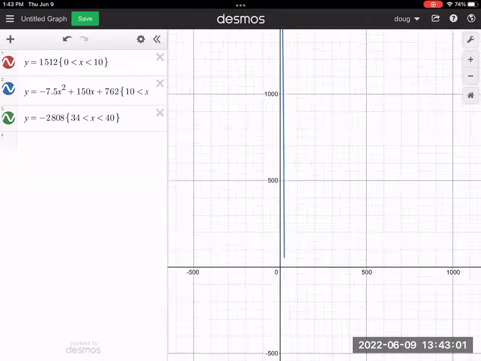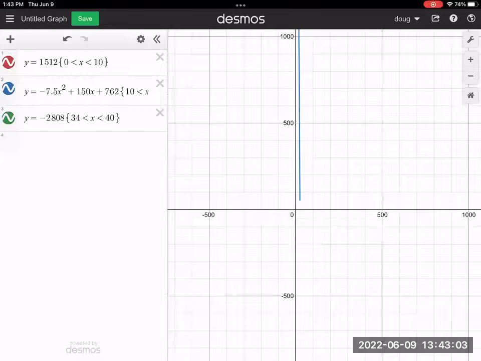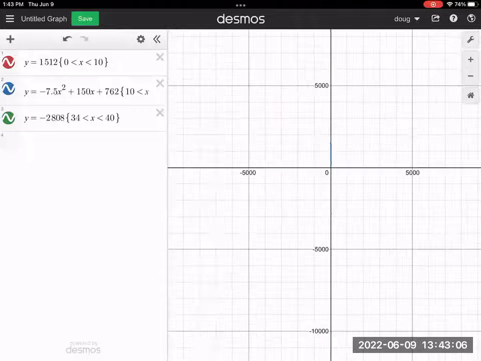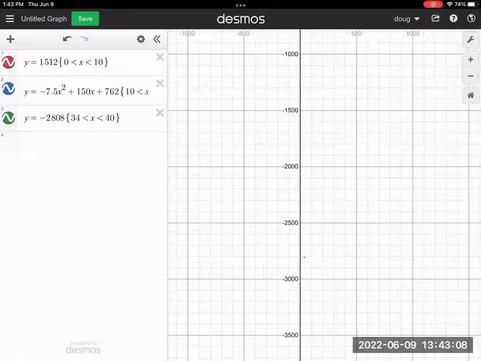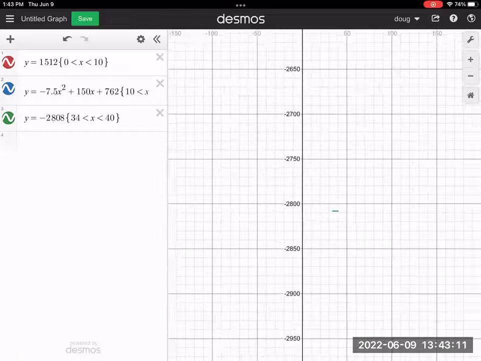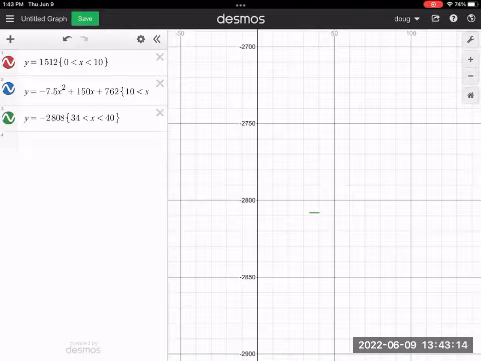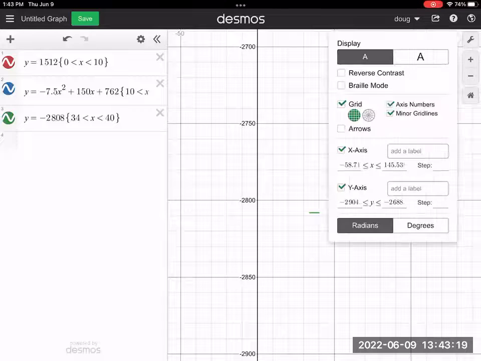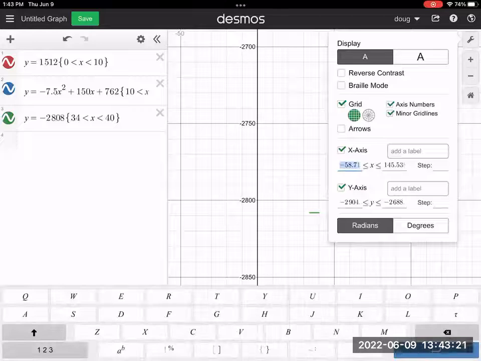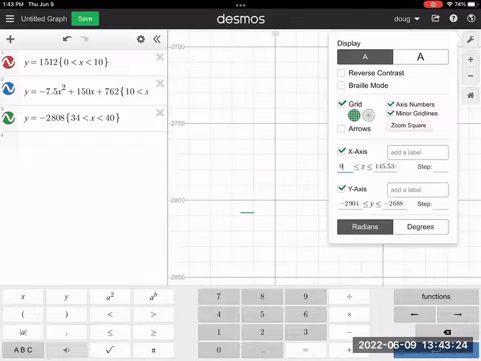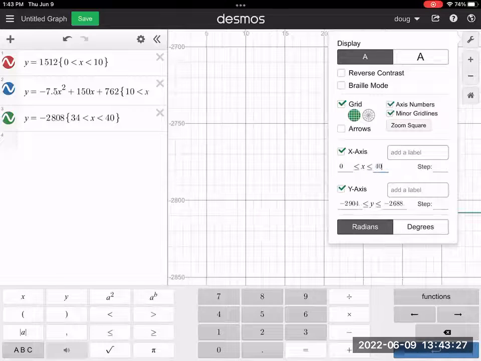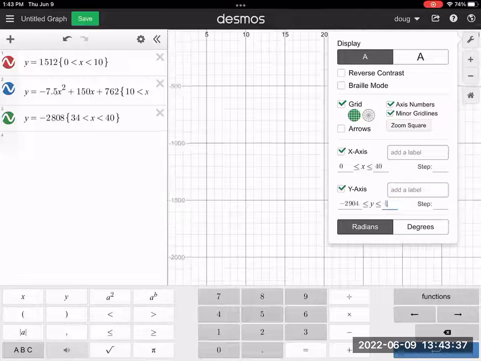And then down here, I don't see anything. Oh, that's because it's way down there. There's 34 to 40 right there. And then like, where's the blue graph? And so forth. But watch this. So I'm going to go to the wrench up there and I'm going to say, now that I see what's going on here, would you agree my x's really should be from 0 to 40? And my y's we just saw went from negative 2808 up to 1512. Notice the bottom's already at 2904, close enough. So then I'm going to switch this one to 1512.